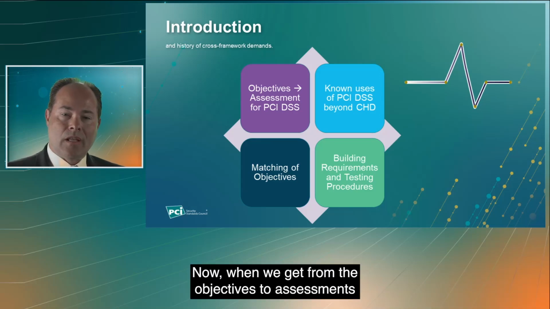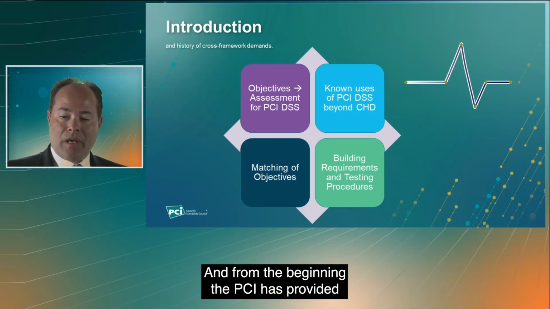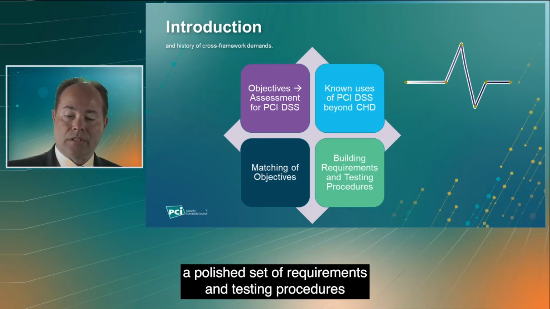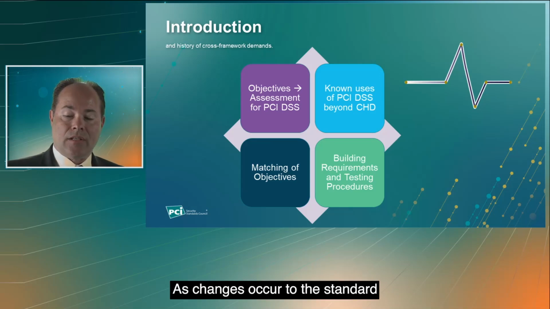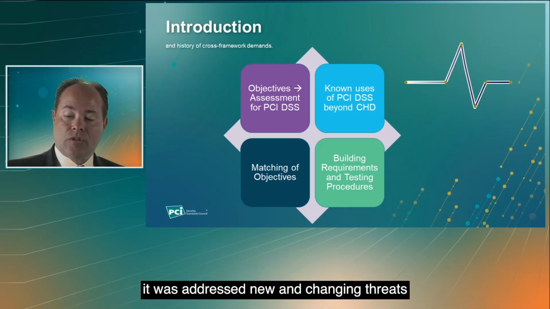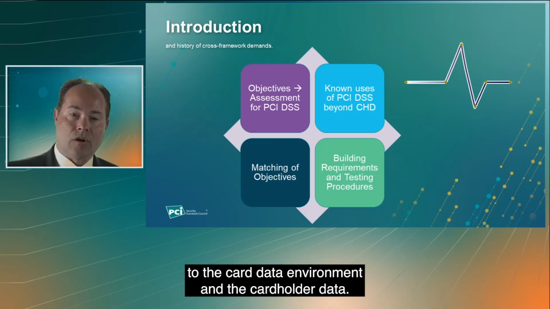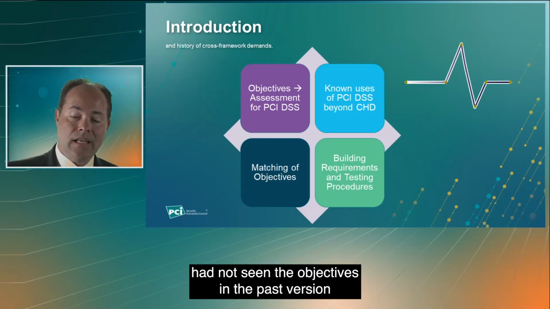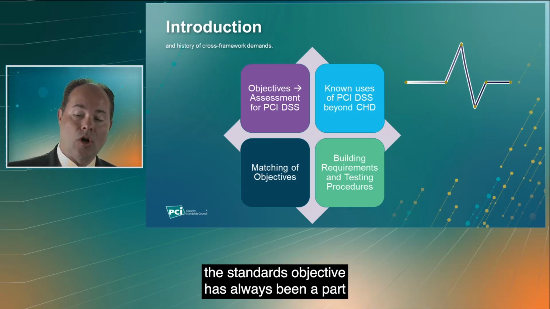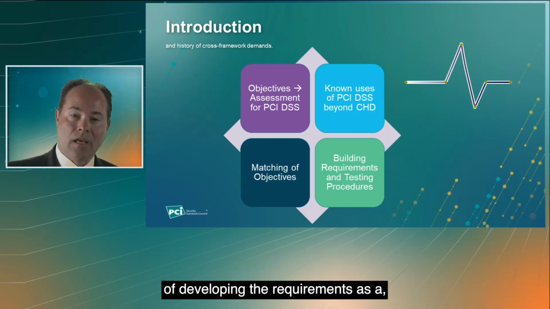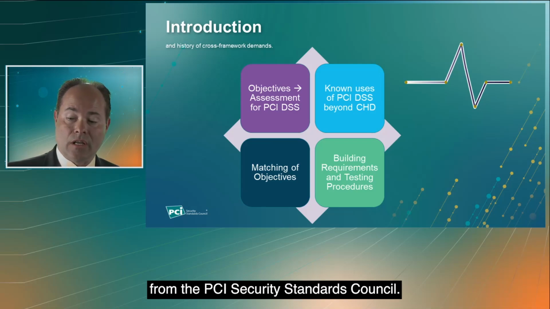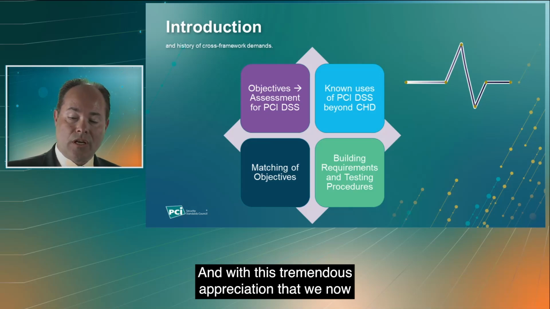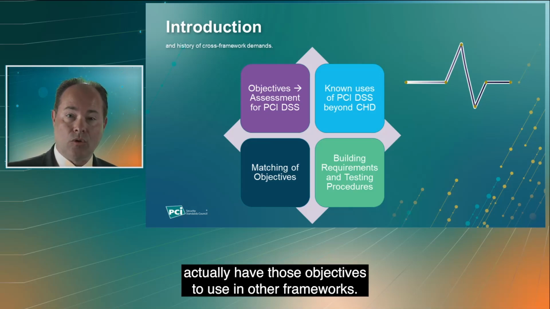Now, when we get from the objectives to assessments, we see really in the middle is the requirements and the testing procedures. And from the beginning, the PCI has provided a polished set of requirements and testing procedures to support the assessment. As changes occurred to the standard, it addressed new and changing threats to the card data environment and the cardholder data. And while the community had not seen the objectives in the past versions of the standards, objectives have always been a part of developing the requirements from the PCI Security Standards Council. And with this, a tremendous appreciation that we now actually have those objectives to use in other frameworks.